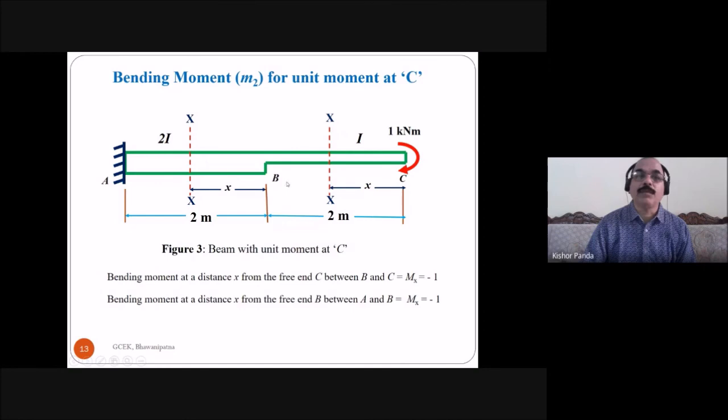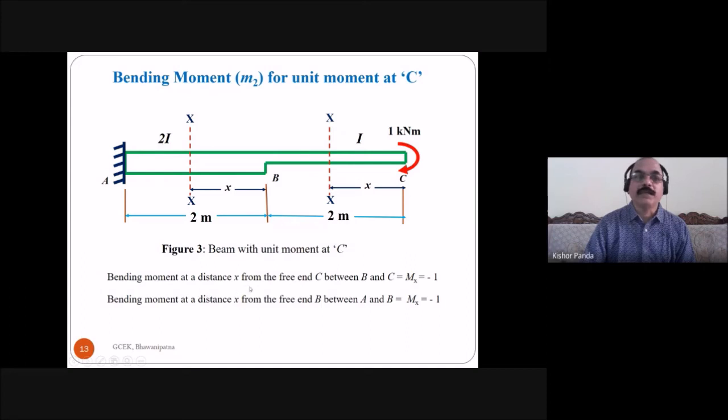Here you have to find out the moment due to this unit moment. So what is the moment here between B and C? Because here there is no load, only the one moment. So the moment here is also the same, equal to M.